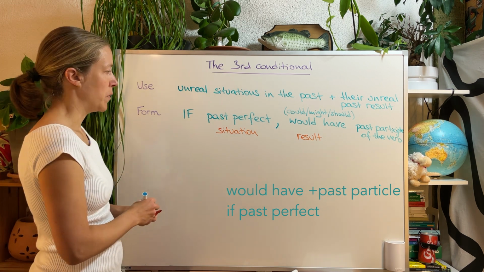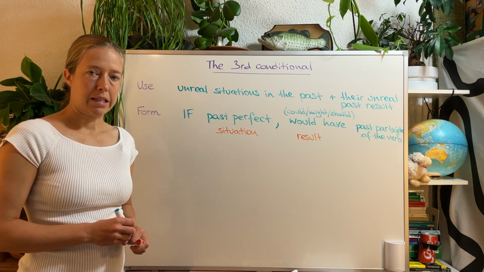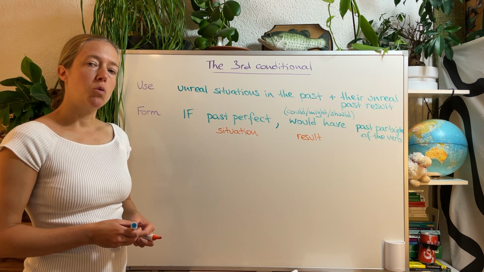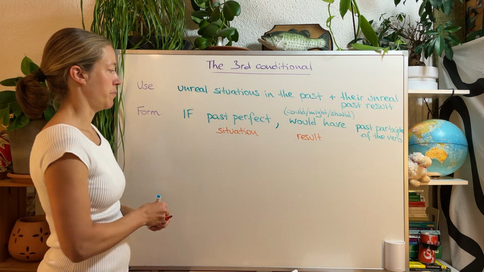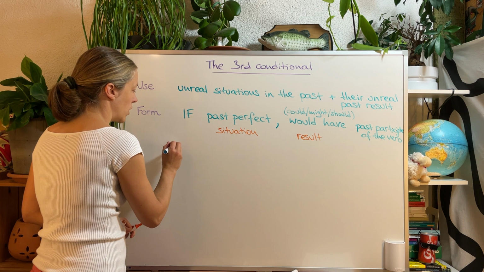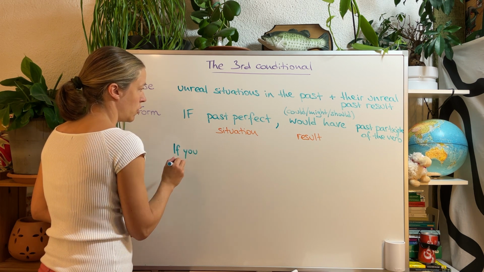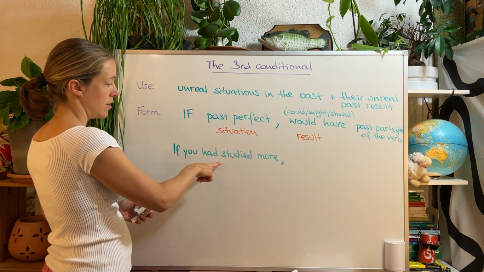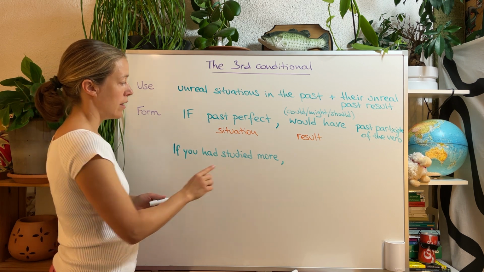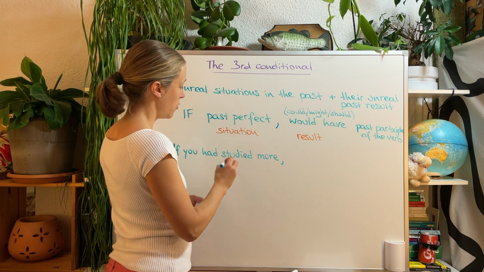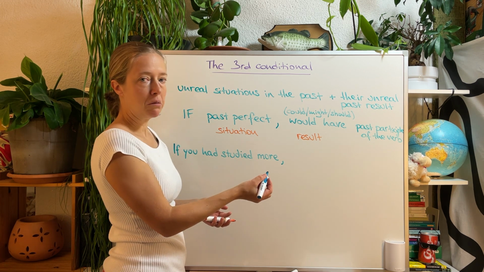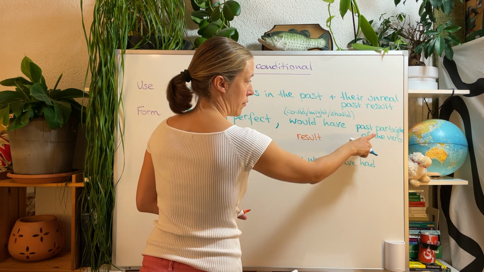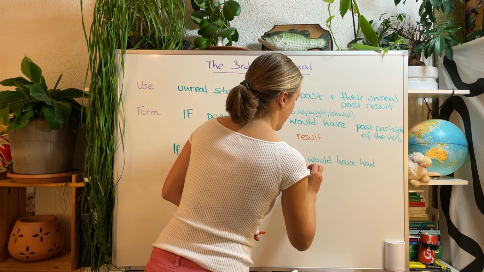Let's have an example. Imagine we talk about yesterday. Yesterday you had a test, you didn't study much. We could write what would have happened if you had studied more. So, if you had studied more, comma, so here you have the situation using the past perfect, then the comma, now the result. If you had studied more, what would have happened? Well, you would have had a better mark. You would have had, would have, and the past participle of the verb, a better mark.